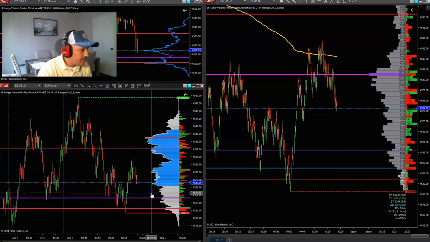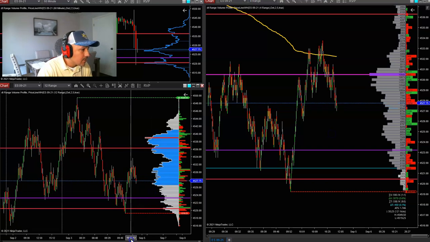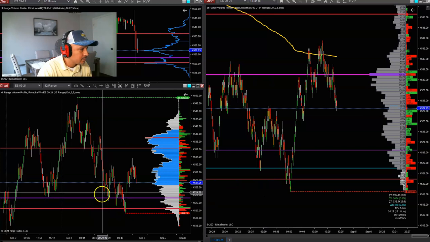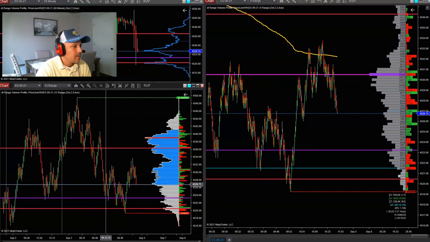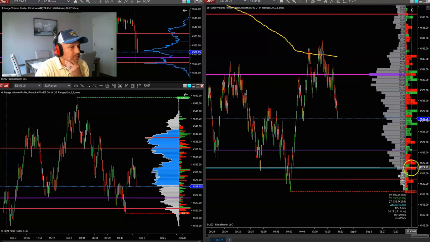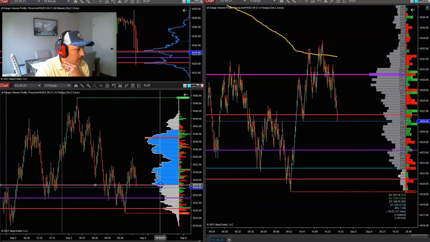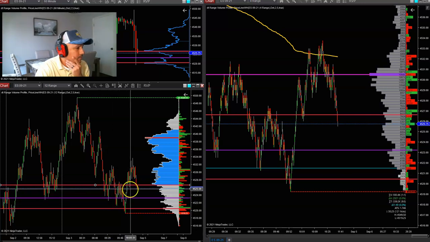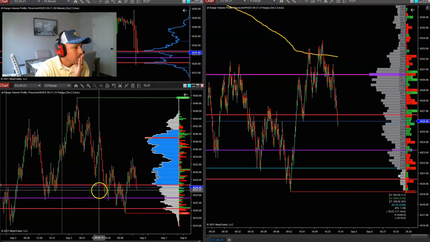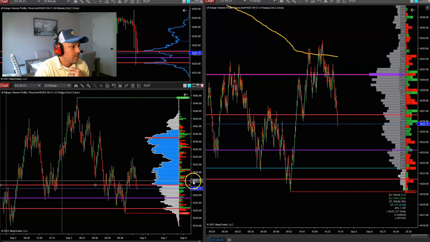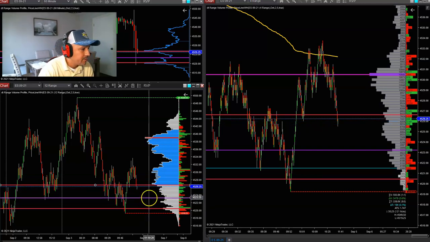So let's see here. I'm looking to see what price is actually trying to do here. Yeah, this could be an area where price could reject. Could be. I actually would like to see it come a little lower, though, to be honest with you, at 45.23. But let's see what happens here.